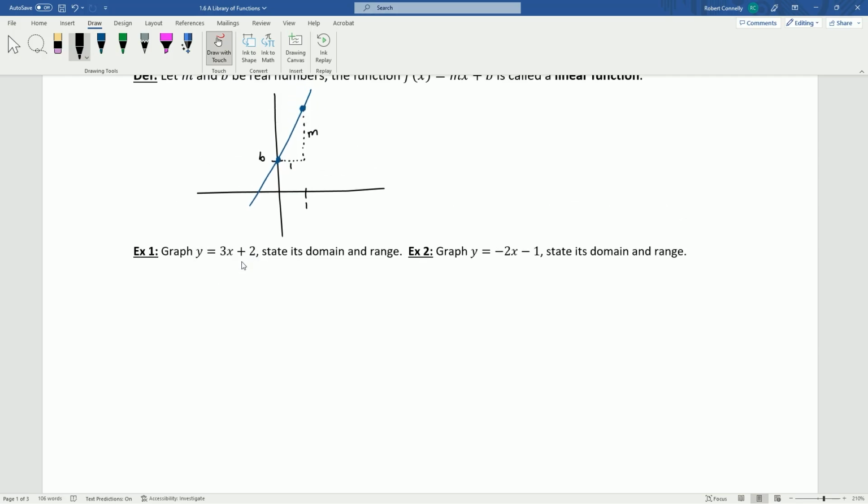So let's take a look at this one. Graph y equals 3x plus 2. So the y-intercept is 2. The slope is 3. So if I go over 1, I need to go up 3 more. So I get that point and that point. There's my slope. And this goes to the right and left forever, right? There's no x values that you can't plug in here, and you'll get any possible output value there. So we would say the domain is negative infinity to infinity, and so is the range.